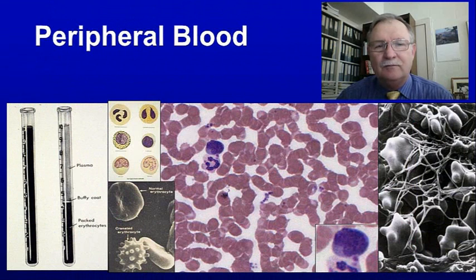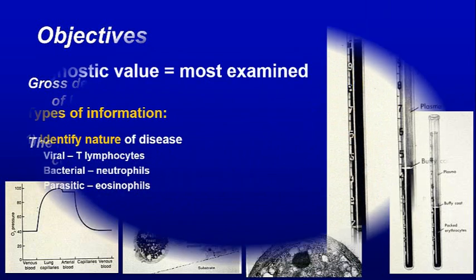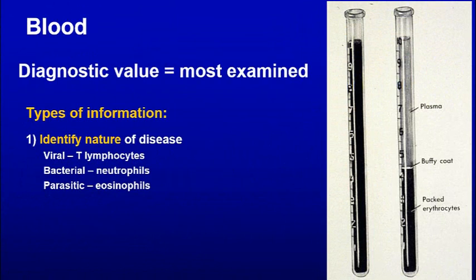Today we're going to cover peripheral blood. We want to look at the gross description and the general properties of blood, and we want to look at the structure and function of the cells: red blood cells, white blood cells, and platelets of blood. Now, blood has diagnostic value.